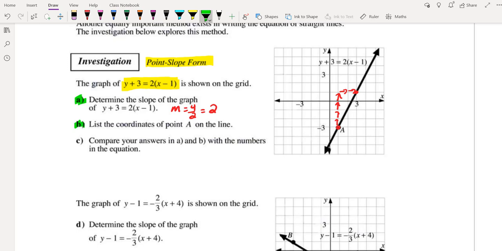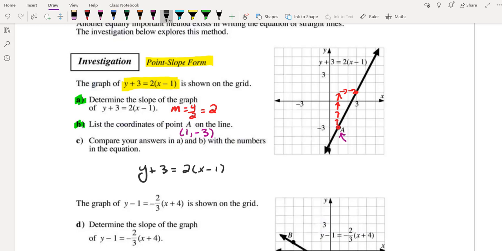In B, they're asking us to list the coordinates of point A. Well, point A is right here. That x value is at 1, and the y value is at -3. Finally, compare the information we just got to the equation of the line that is given. So y plus 3 is equal to 2x minus 1.